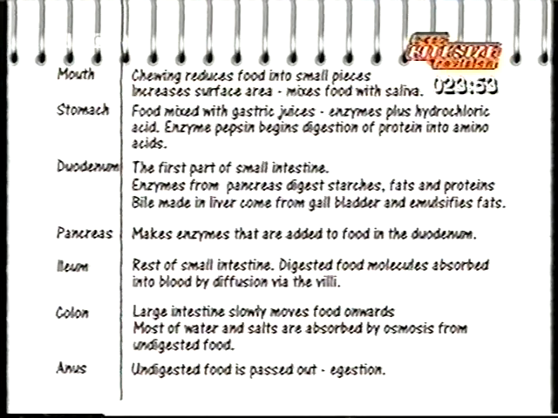The colon is the large intestine that slowly moves food onwards. Most of the water and salts are absorbed by osmosis from undigested food. Undigested food is passed down to the anus. It's egested.